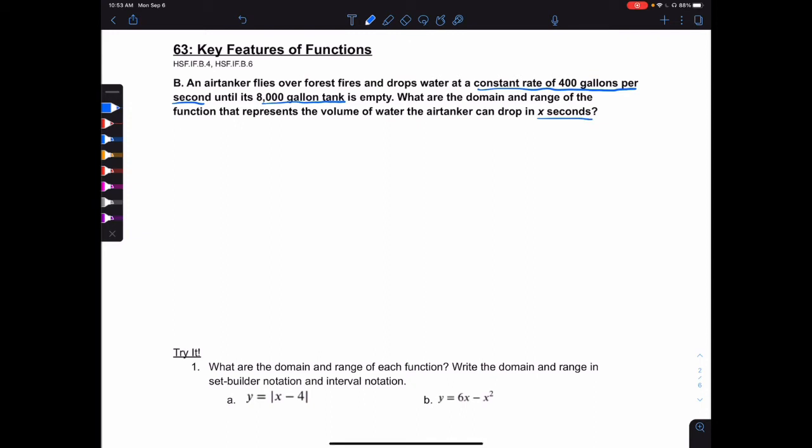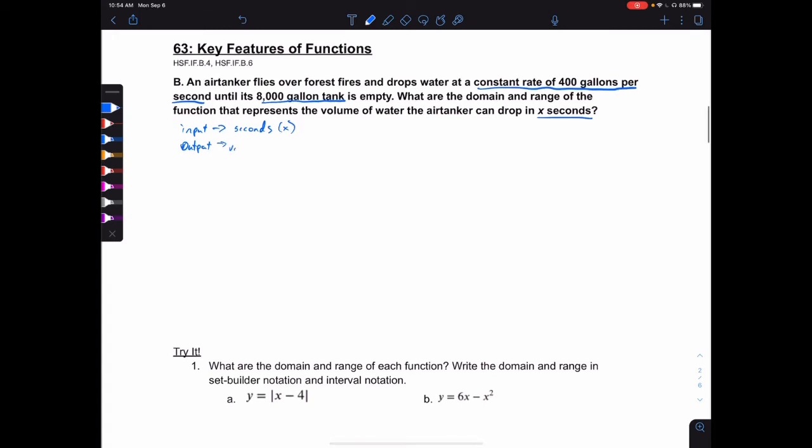All right, so the first thing we need to do is figure out the function. So we need an input value and an output value. The input would be our x value. So the input is the number of seconds that this water is being dropped. And remember, that is our x value. And then the output would be the volume of water dropped. How much of this water has been dropped? And that would be our y value.